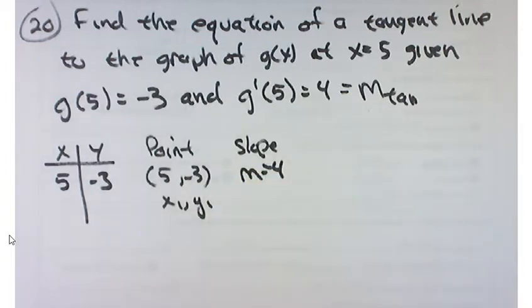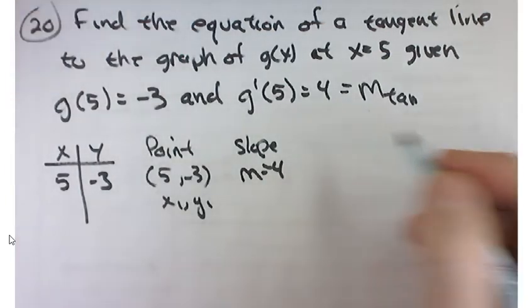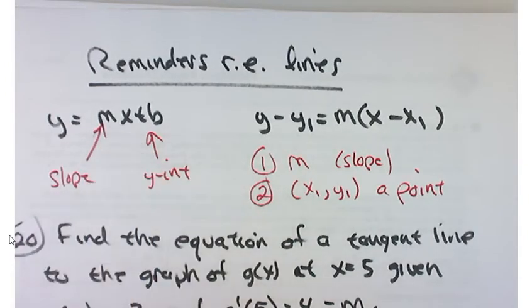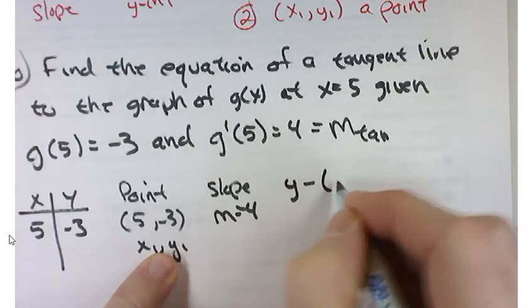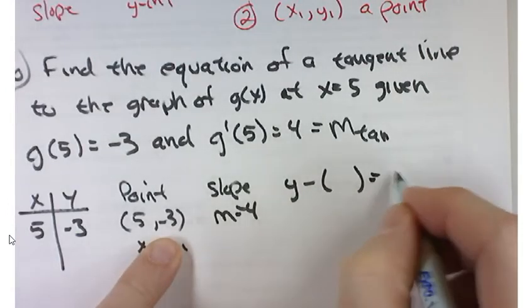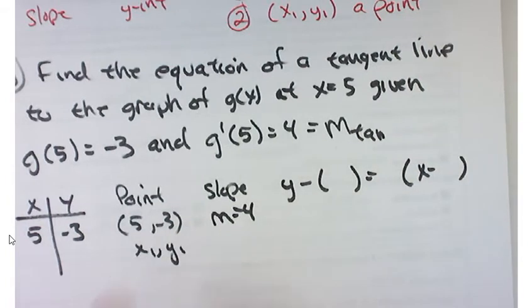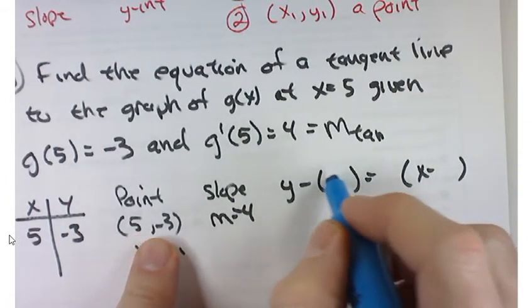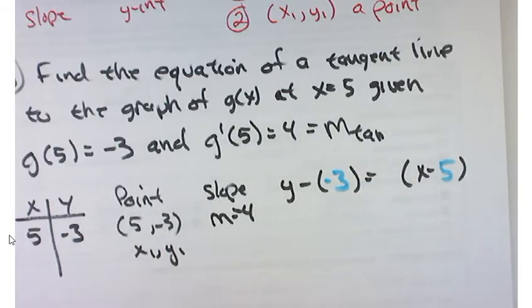So if I want the equation of the tangent line, then I'll just put all these things together. Now there's a couple ways you can do it. You can put everything in and solve for b. I just kind of like putting things in here, but whatever way works for you. So for myself, y minus negative 3 equals 4 times x minus 5. So let's just plug everything in here. So you've got y minus negative 3 equals x minus 5, and then our slope was 4.